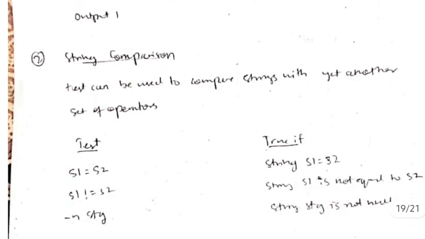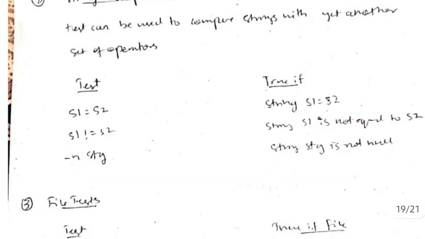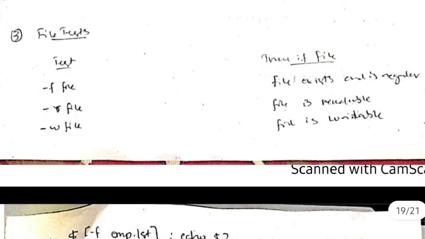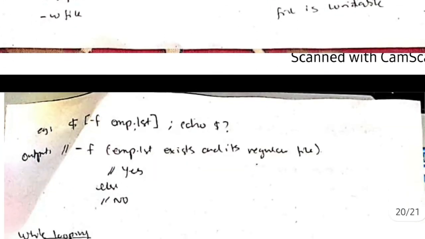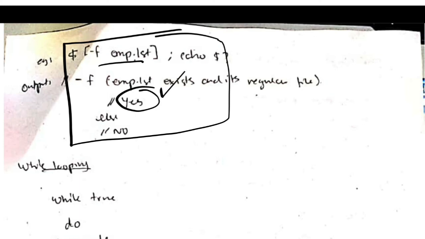The same thing we can do for string operations also. Here we have 3 operations: equal sign, not equal to, and -n, which checks that it's not null. The same is true for files, like checking if a file is present, if it's readable, writable, and so on. This is one example for checking if the file emplist is there or not. If it's there, it will output yes, or else it will output no.